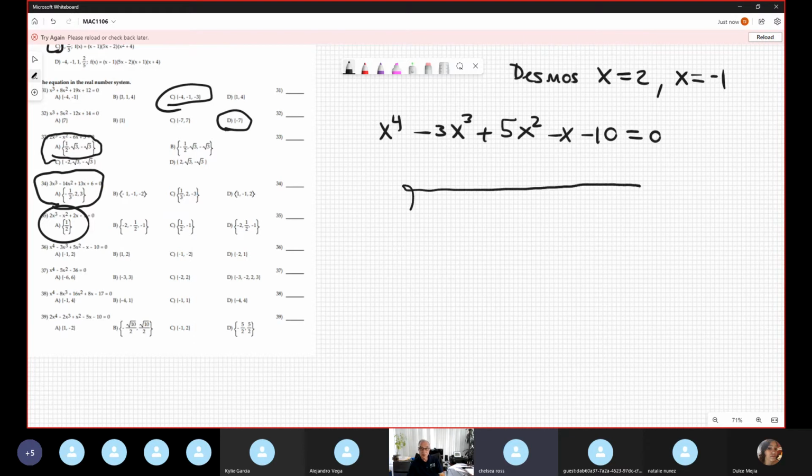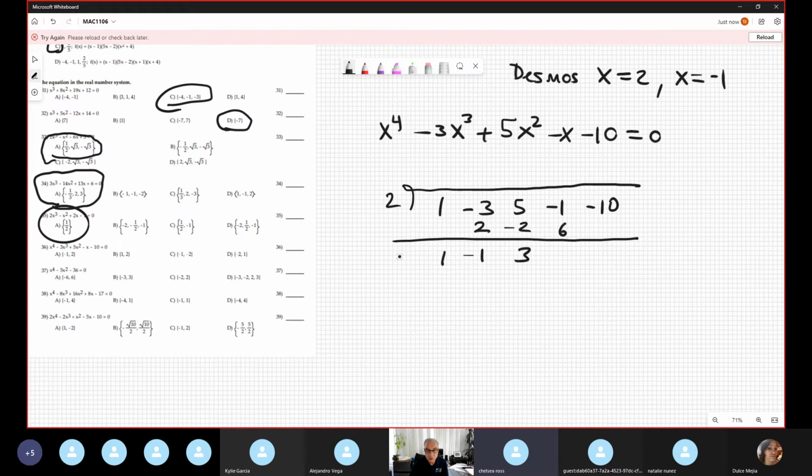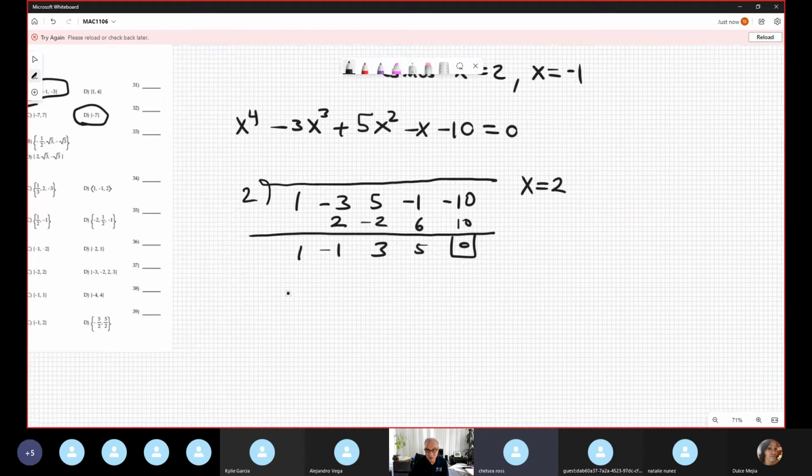I try the same procedure. You copy 1, -3, 5, -1, and -10, and you divide by 2. Bring down 1, then 2, -1, -2, 3, 6, 5, 10, and the remainder is 0. Now conclusion, I prove x equal 2. By the way, the factor is x minus 2. And -1, let's do -1.